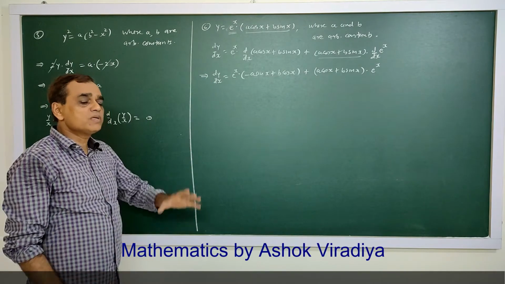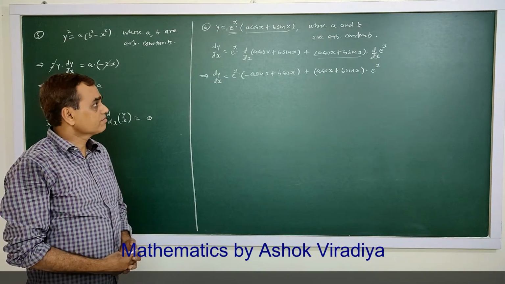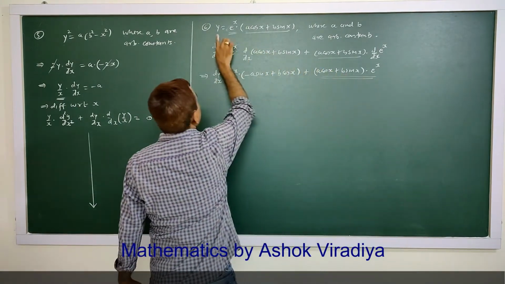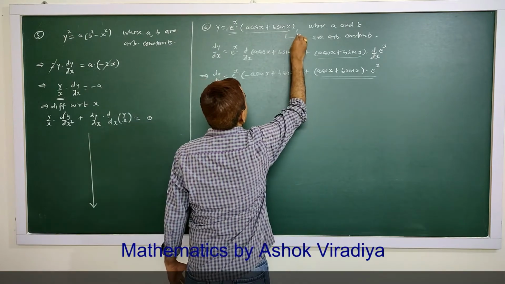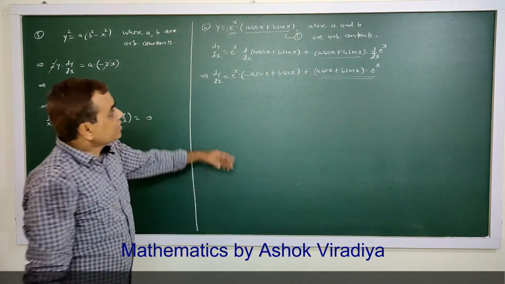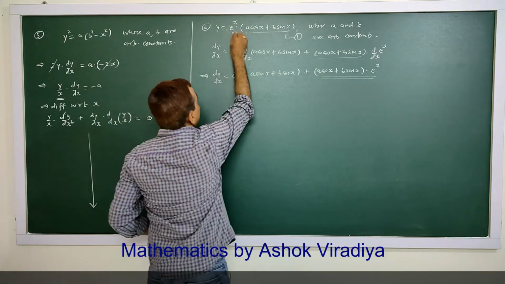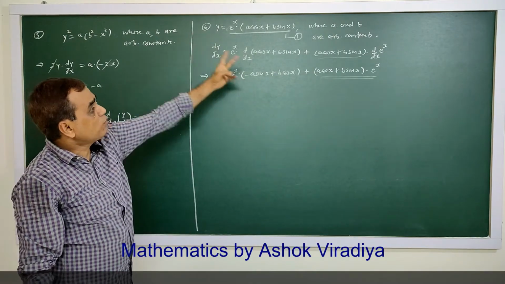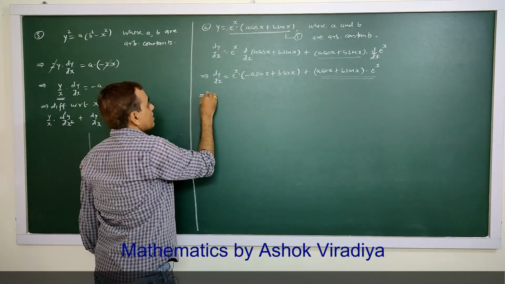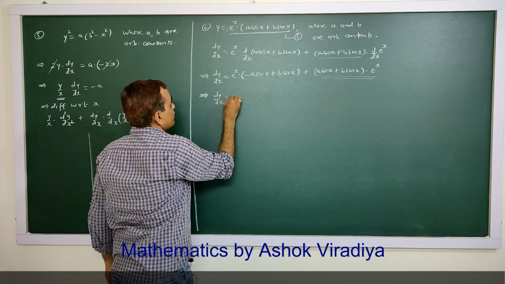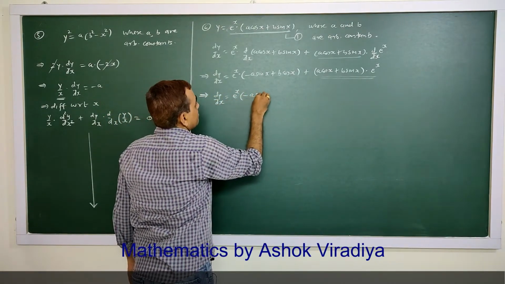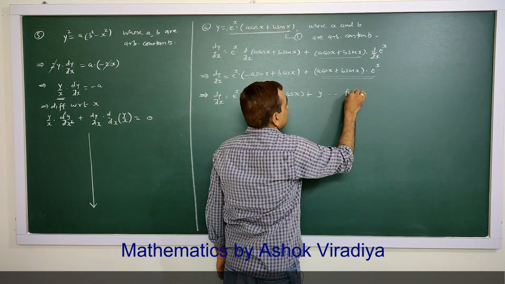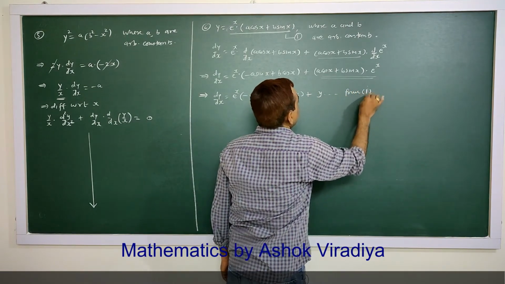Neither a nor b is eliminated. Now observe this second term. It is nothing but y. So if we say this is equation 1, then we can use value from 1. This is equation 1. So this second term can be replaced by y. So that is dy by dx equal to e raised to x into minus a sin x plus b cos x plus y. It is from equation 1.